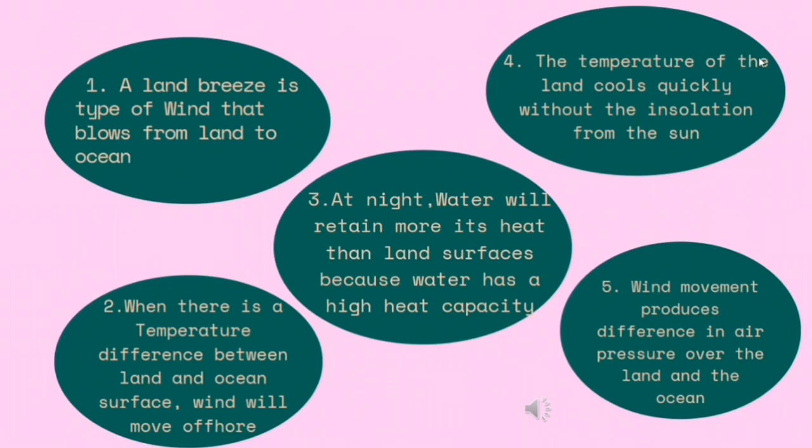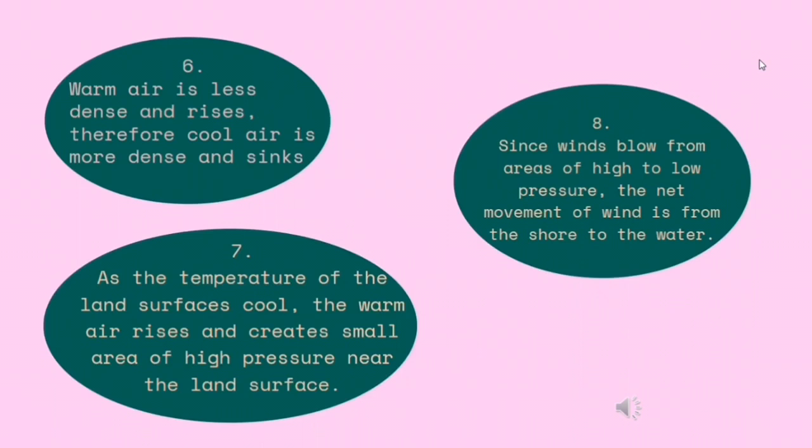Fifth, wind movement is produced by differences in air pressure over the land and the ocean. I want you to know that warm air is less dense and rises. Therefore, cool air is more dense and sinks. As the temperature of the land surface cools, the warm air rises and creates a small area of high pressure near the land surface. And the last one, since winds blow from areas of high to low pressure, the net movement of wind is from the shore to the water, and that is what we call a land breeze.